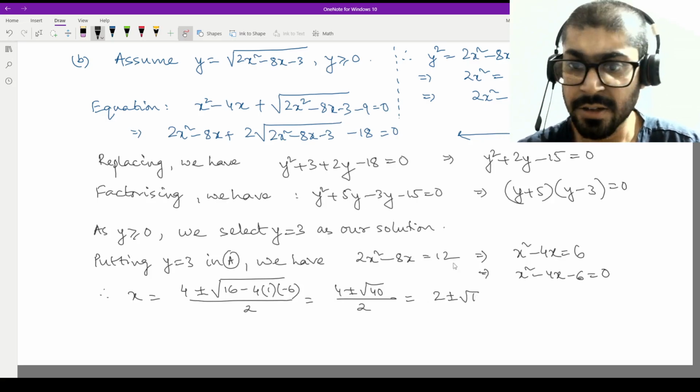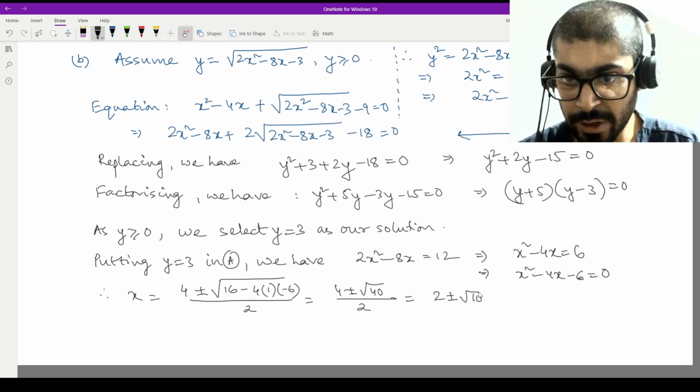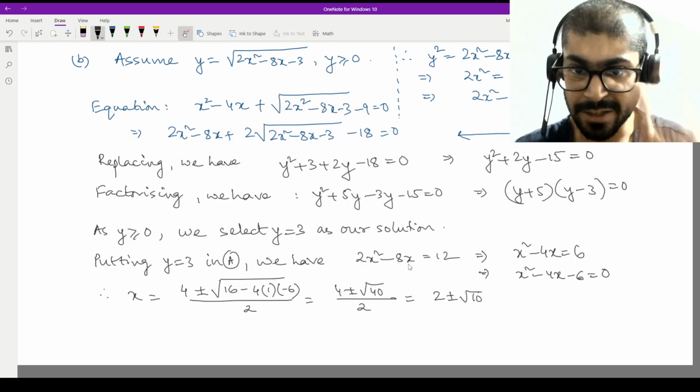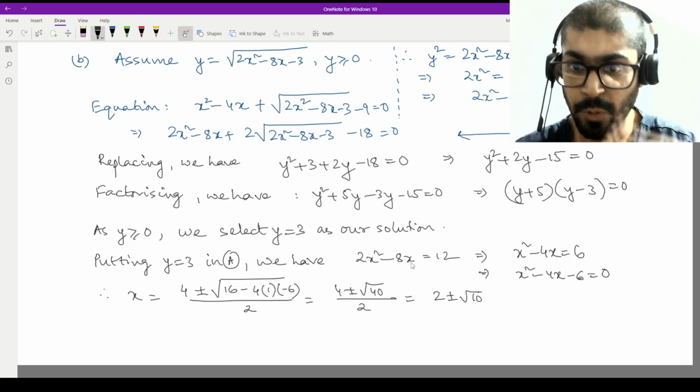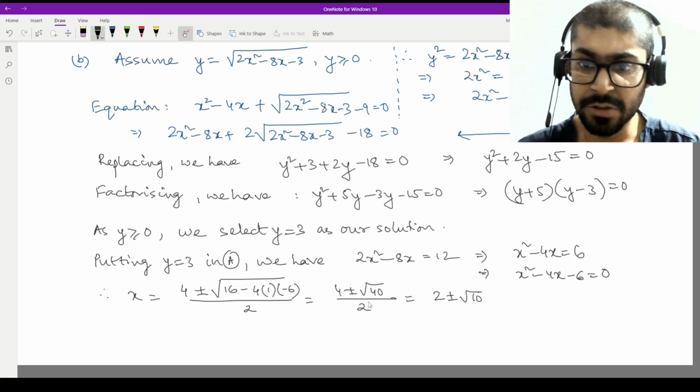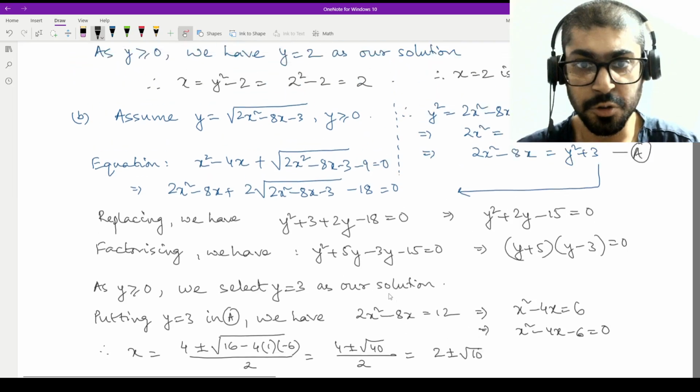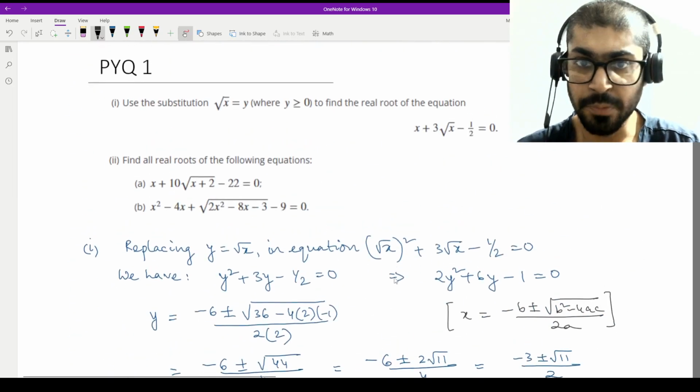How did I get this? So 40 was 4 into 10. So it will be 4 plus minus 2 root 10 divided by 2. One of the 2's will cancel. So I'll have two solutions of x. x equal to 2 plus minus root 10. Okay, I hope this is clear.